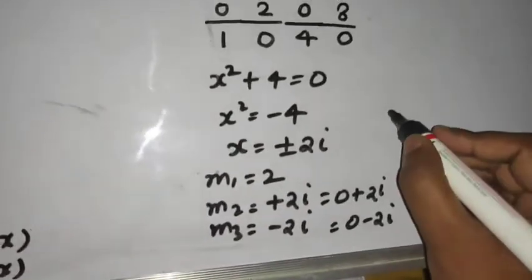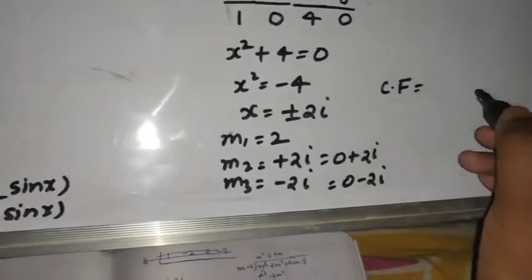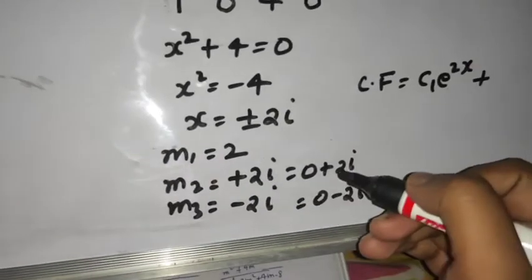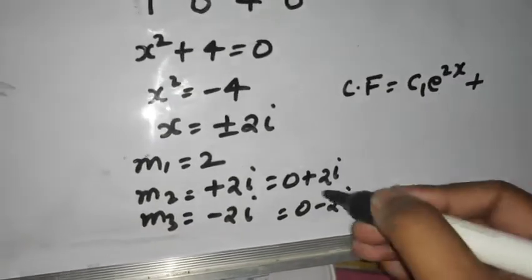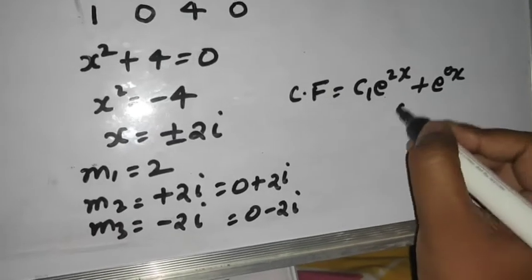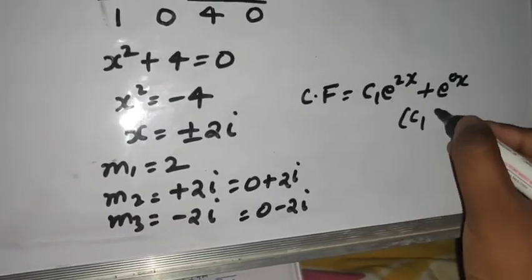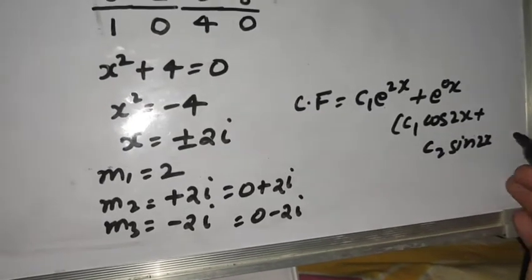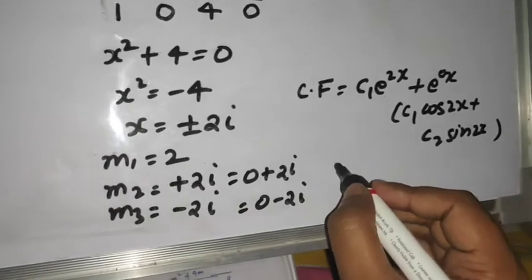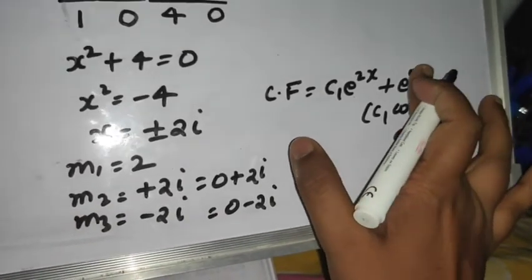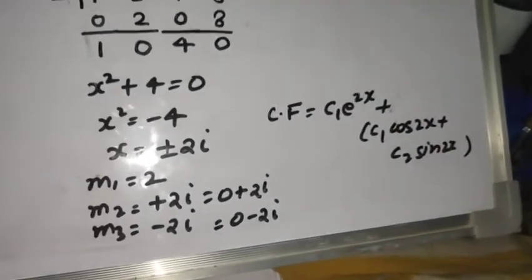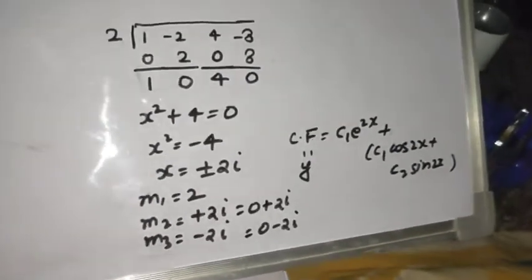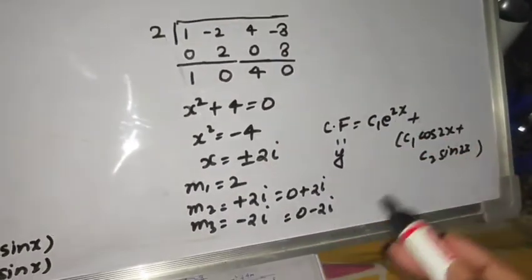How to write the complementary function? For the real and distinct root, you write c1 e power 2x. For the complex conjugate roots, you write e power 0x, c1 cos of 2x plus c2 sine of 2x. Now you can simplify: in place of e power 0x, you can write 1. This complementary function in this case is special. This will be the value of y also, because y is CF plus PI, and PI is going to be 0. So this becomes your final answer.